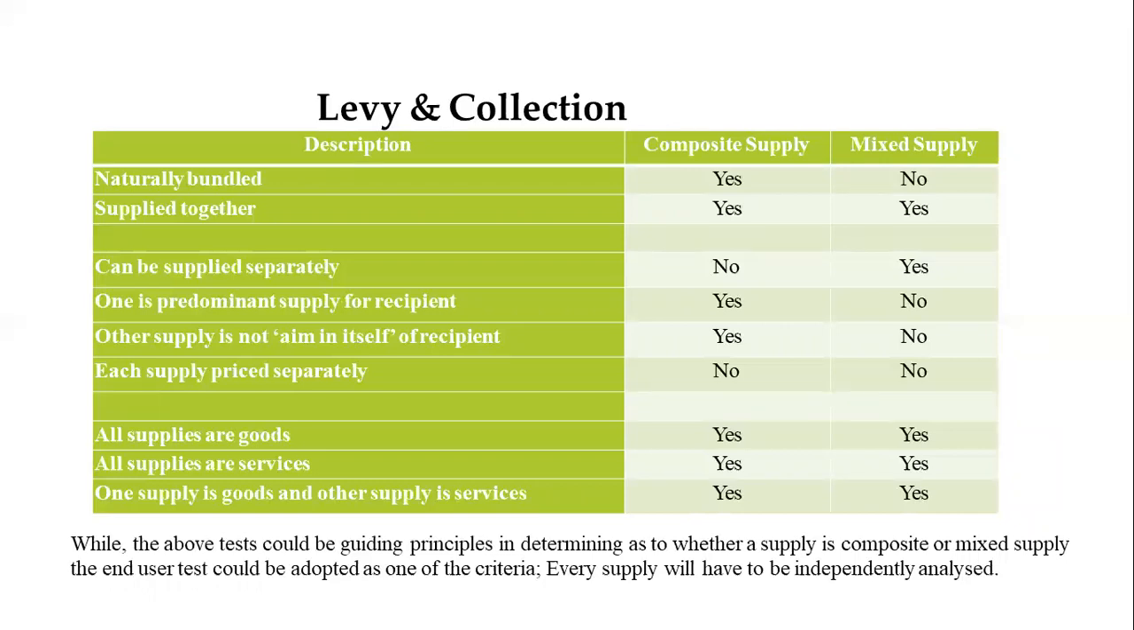So in a nutshell, we can say that composite supply means a supply comprising two or more goods or services which are naturally bundled and supplied together in the ordinary course of business, one of which is a principal supply. It means the items are generally sold as a combination and cannot be supplied separately. That is known as the composite supply. From this chart, we can see the areas where composite supply is applicable. And the mixed supply under GST means a combination of two or more goods or services made together for a single price. So there is a clear difference between the composite supply and the mixed supply.